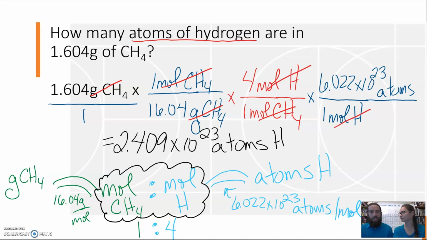So, big, long calculation. The way I would do this is I would just ignore the ones. I would go 1.604 divided by 16.04 times 4 times 6.022 times 10 to the 23rd. Many ways you could do this, though. You could multiply all your numerators, multiply all your denominators, and then divide. Do whatever works for you. Make sure you can get this number. A common mistake is putting the scientific notation into the calculator incorrectly, so make sure you know how to do that. Practice that for sure.